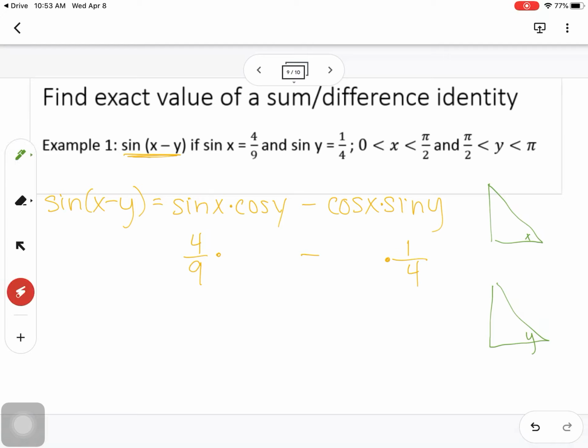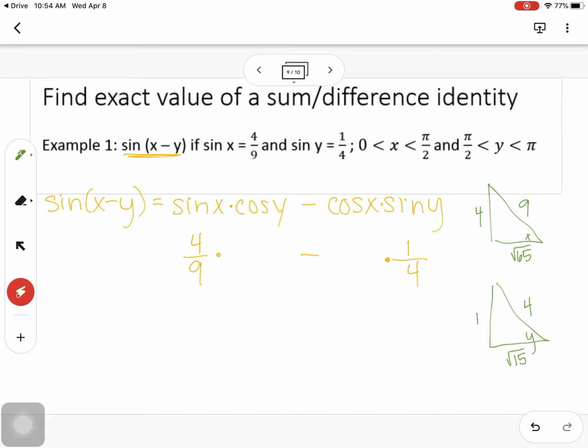So here, I always draw a triangle and label it with the x. If I fill in the 4 over 9, 4 would go opposite, the 9 would be here. And then you can use the Pythagorean theorem to solve this, and for that missing side, you get a square root of 65. I'm going to do the same thing for the y triangle, and when you solve it, you get the square root of 15.